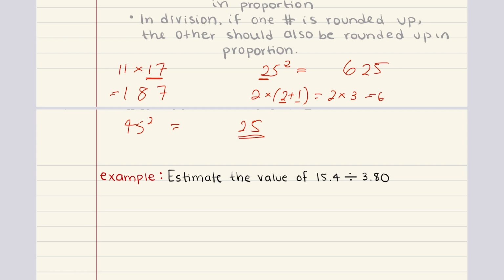And then it's going to be 4 times 4 plus 1. So 4 times 5, which is 20. 45 squared is 2025.